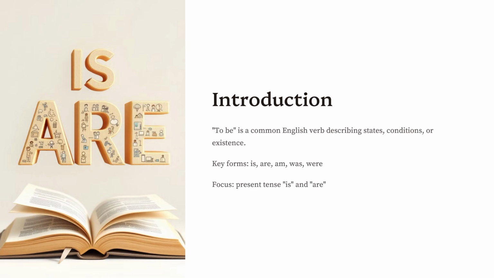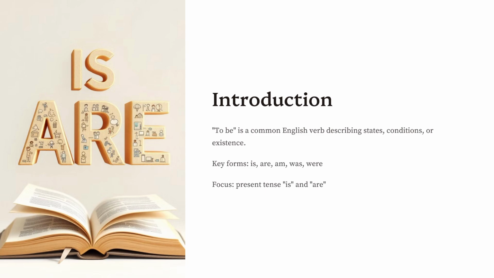Now, the to be verb has multiple forms. There's is, are, am, as well as the past tense forms was and were. For the purpose of today's lesson though, we are going to zero in on the present tense forms is and are, as these are the two forms that you'll encounter most frequently in your day-to-day conversations.